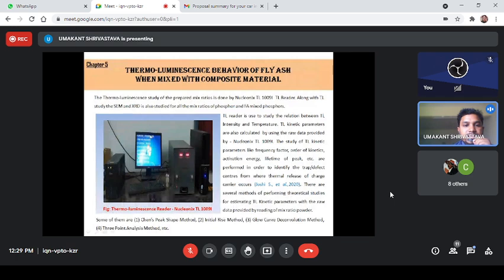This is the setup of the thermoluminescence reader Nucleonix TL1009I, from which we have taken the TL study of the desired phosphor. The study of TL kinetic parameters like frequency factor, order of kinetics, activation energy, and lifetime of peak are also performed and calculated using methods like Chen's peak shape method, initial rise method, glow curve deconvolution method, and 3-point analysis method, etc.